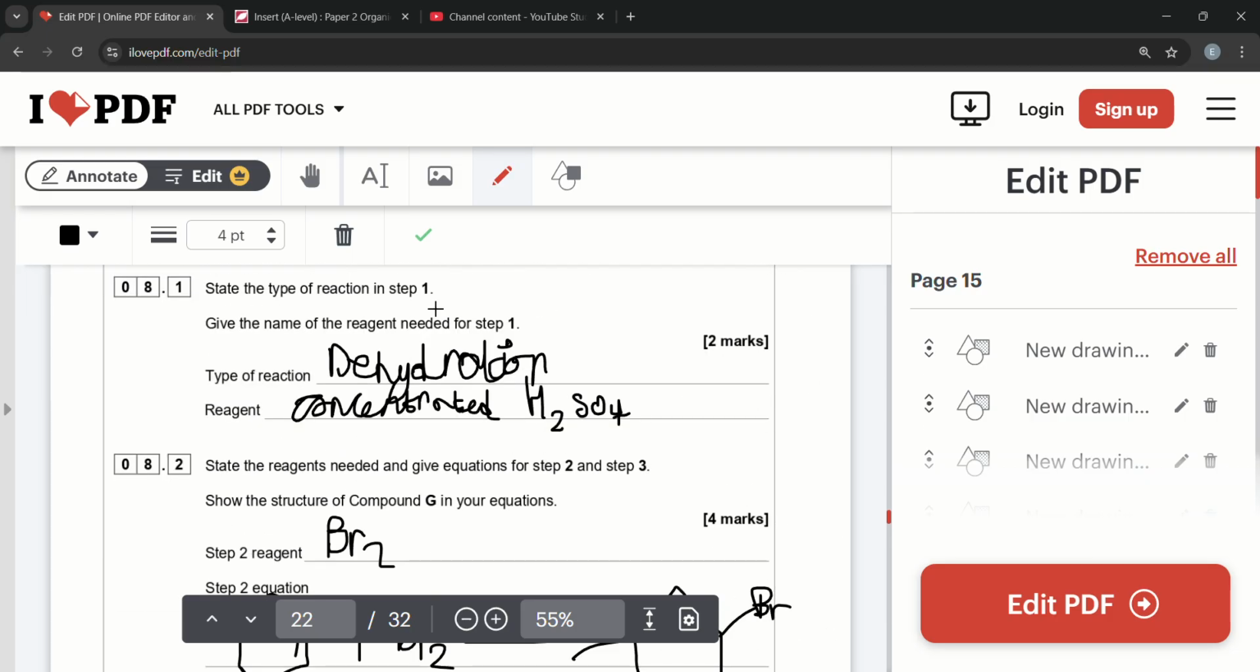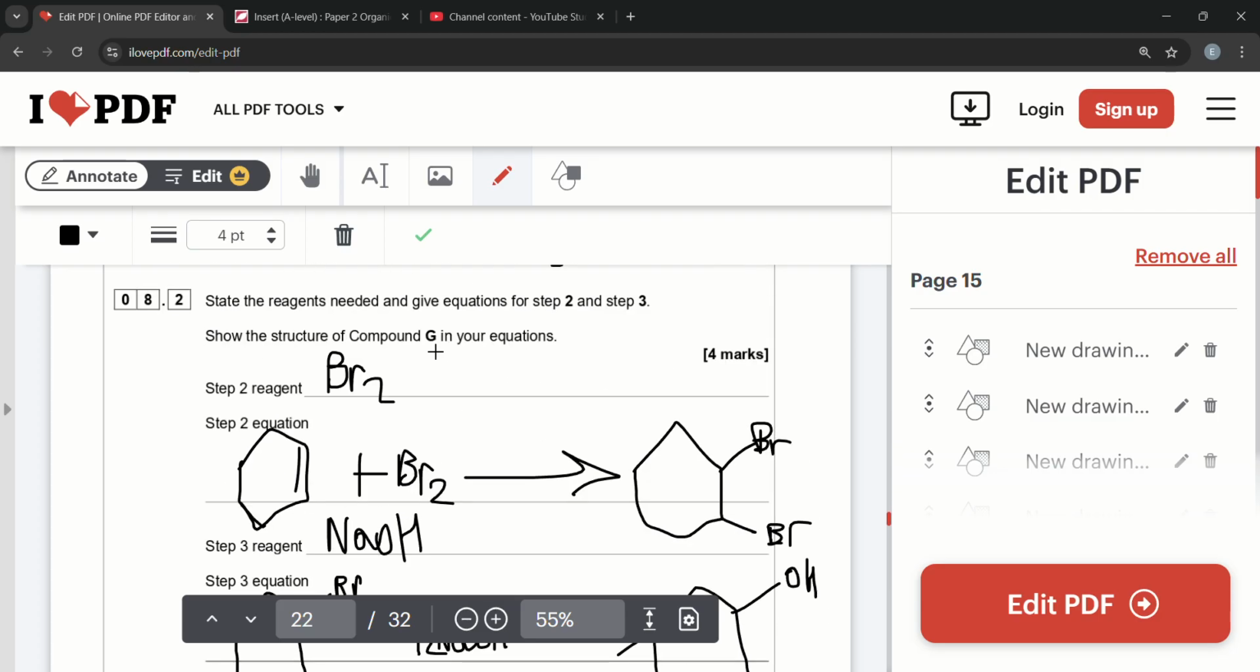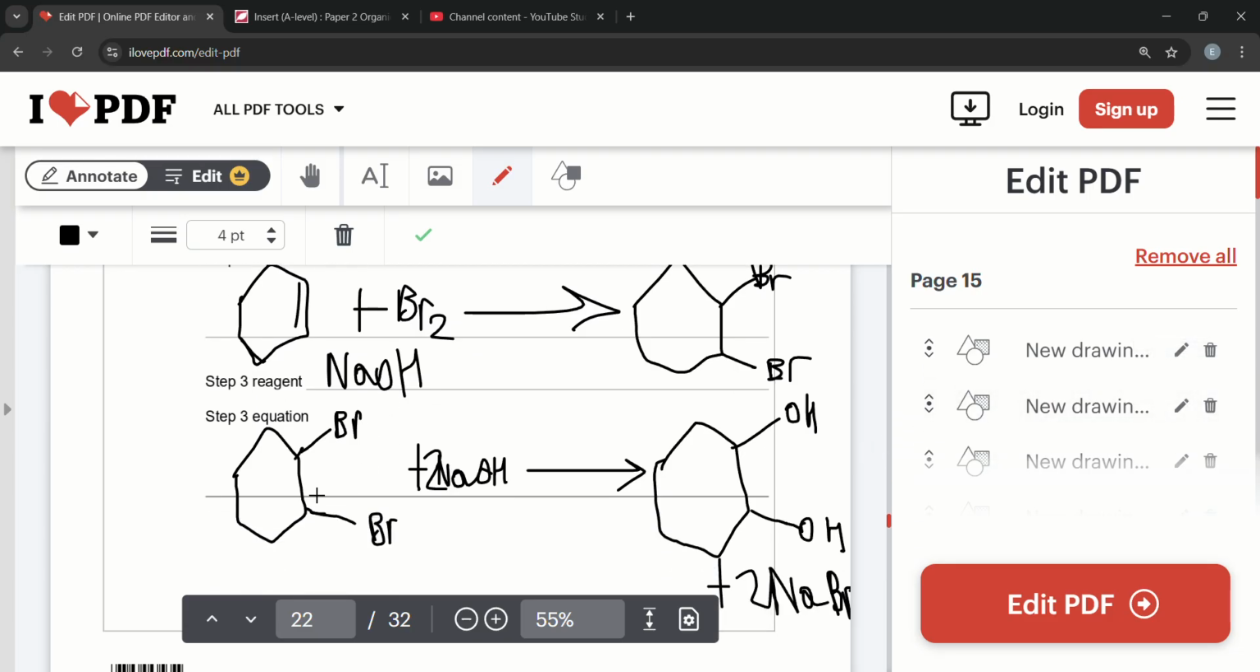8.1. Dehydration, concentrated H2SO4, concentrated H3PO4. Doesn't matter which one you say. Br2 is a step 2 reagent, and then here's alkene plus Br2 to form this. And then step 3 reagent, NaOH, then this with Br plus 2 NaOH to form this plus 2 NaBr.